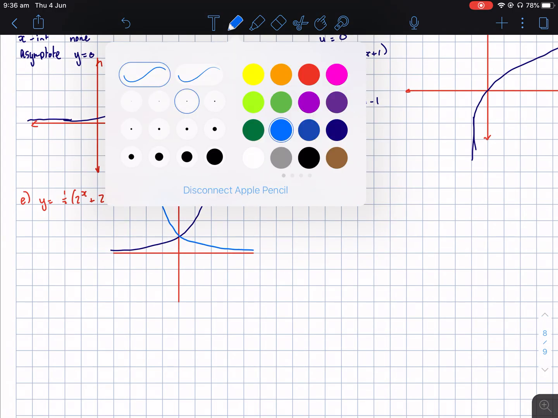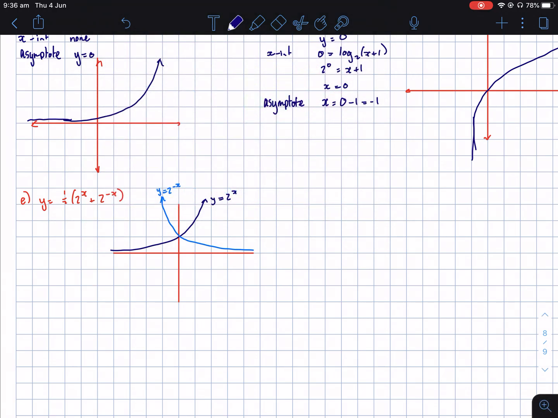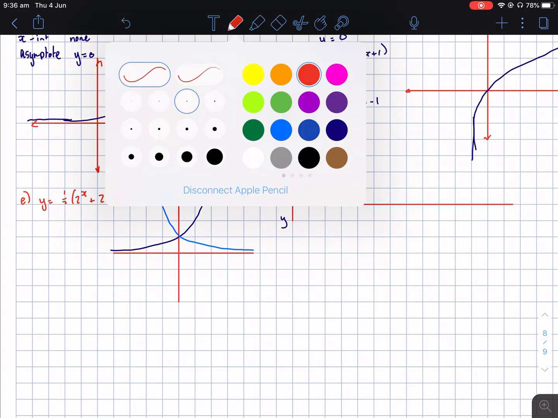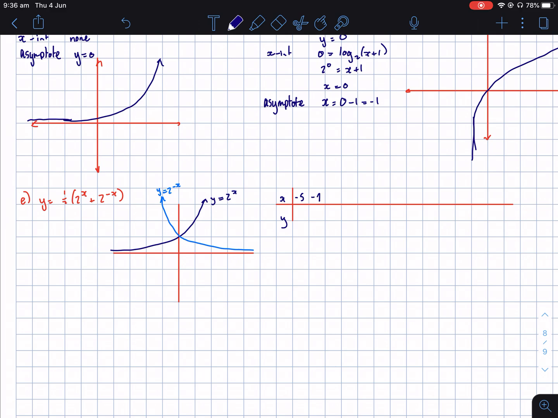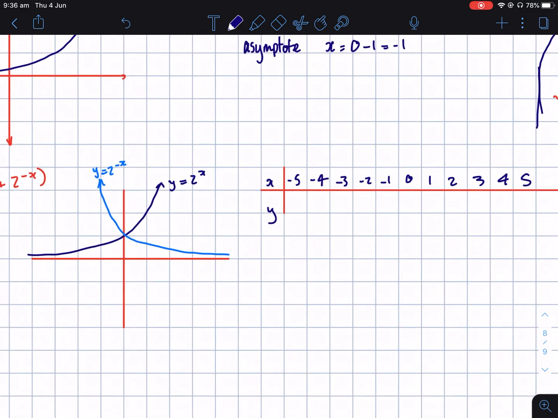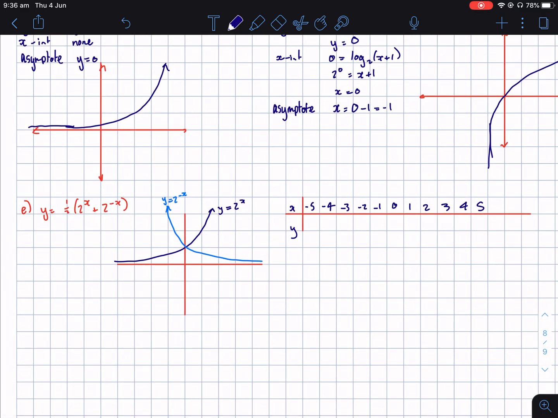So I'm literally just going to do a table of values. So x, y, I think I'll do it from like -5 to +5. It's going to be well longer than that. -5, -4, -3, -2, -1, 0, 1, 2, 3, 4, 5. Okay, so I'm going to start off by chucking x equals -5 into this equation. So half of 2 to the -5 plus 2 to the -5.